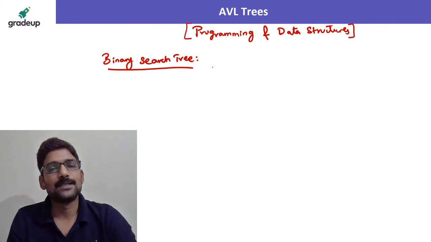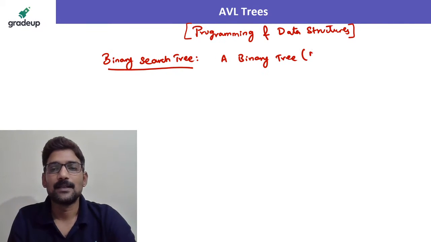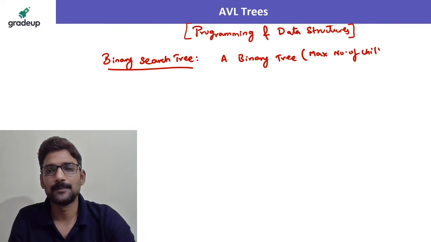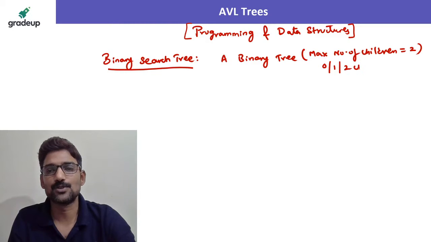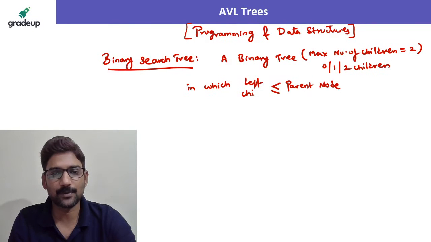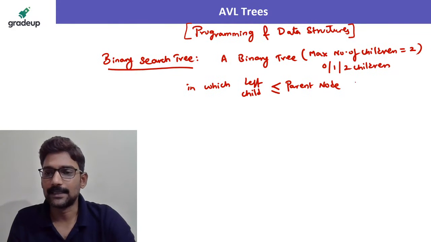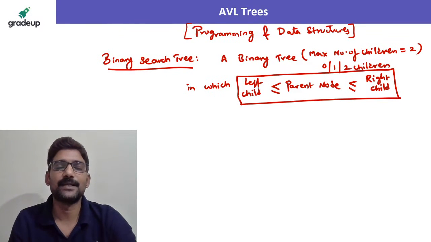Okay. So what is a binary search tree? It is a binary tree. What is basically a binary tree? Where the maximum number of children for any node is 2. That means any node may have 0 children or 1 child or 2 children. Maximum is 2. So a binary tree in which the parent node is always greater or equal to its left child or left subtree, and smaller or equal to its right child or right subtree. Whenever we find this, then you can say that it is a binary search tree.